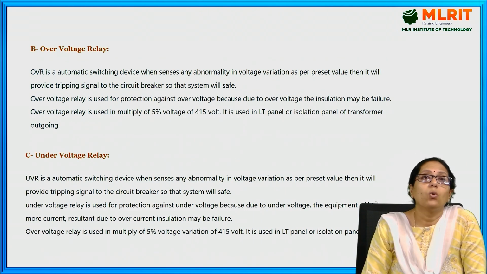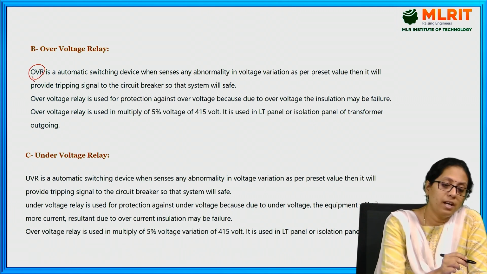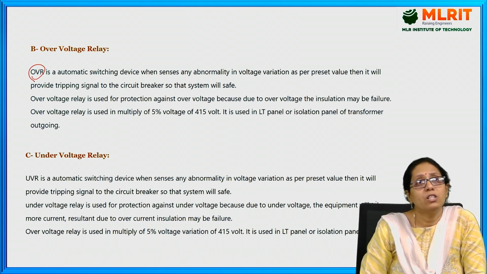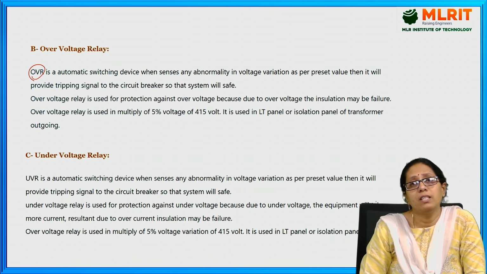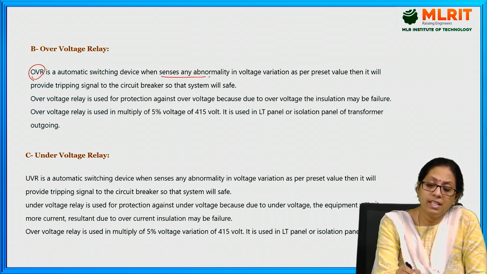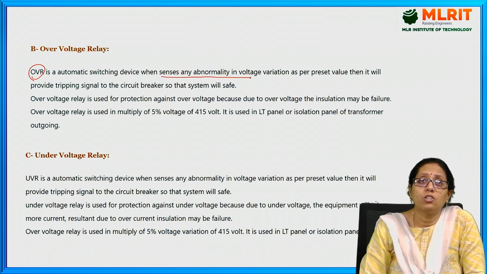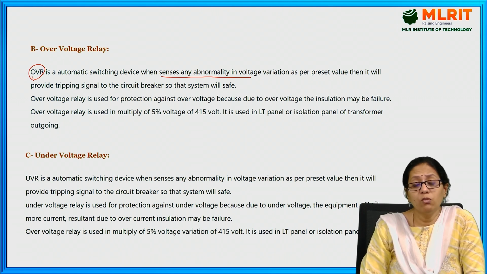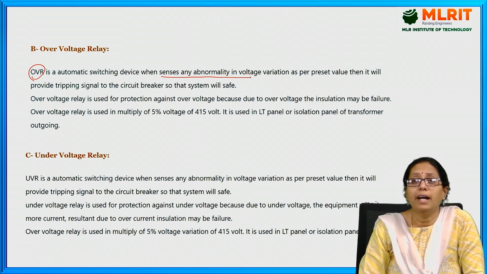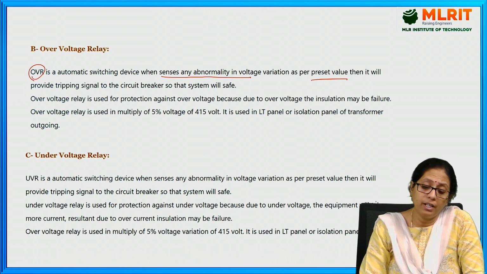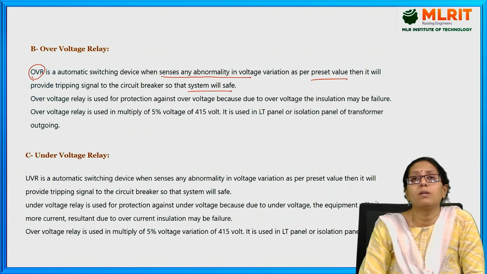Next one is over voltage relay, OVR. You can call it OVR, that is over voltage relay. It is also an automatic switching device which senses any abnormality in voltage. Previously it was sensing the abnormality in current. Now this is measuring the abnormality in voltage variation as per the preset value. Then it will provide a tripping signal to the circuit breaker so that the remaining system will be in a safe condition.